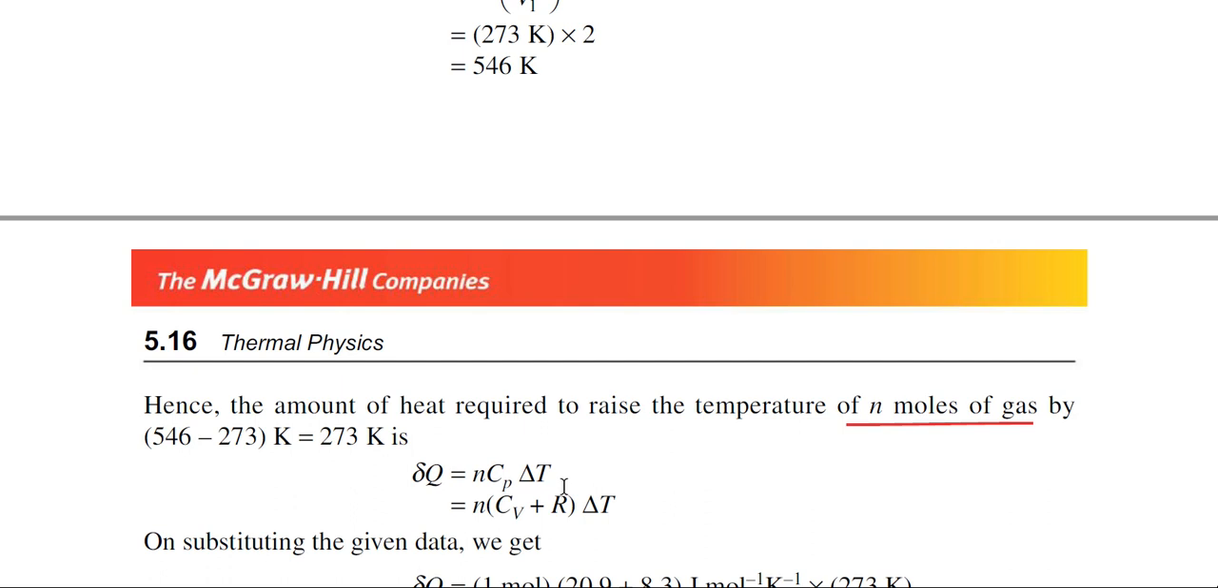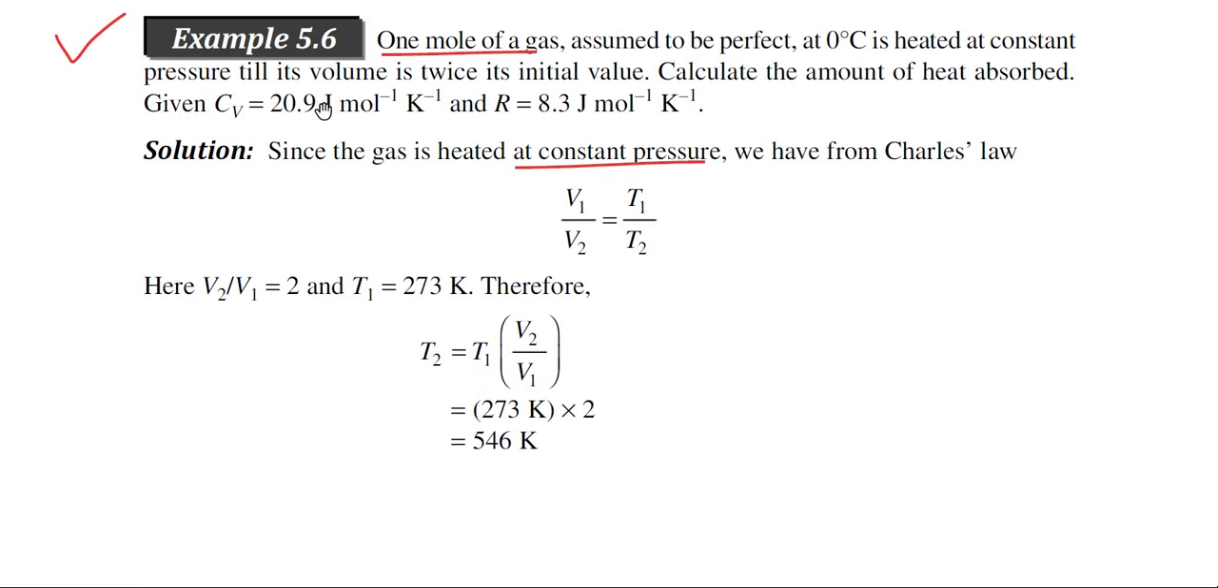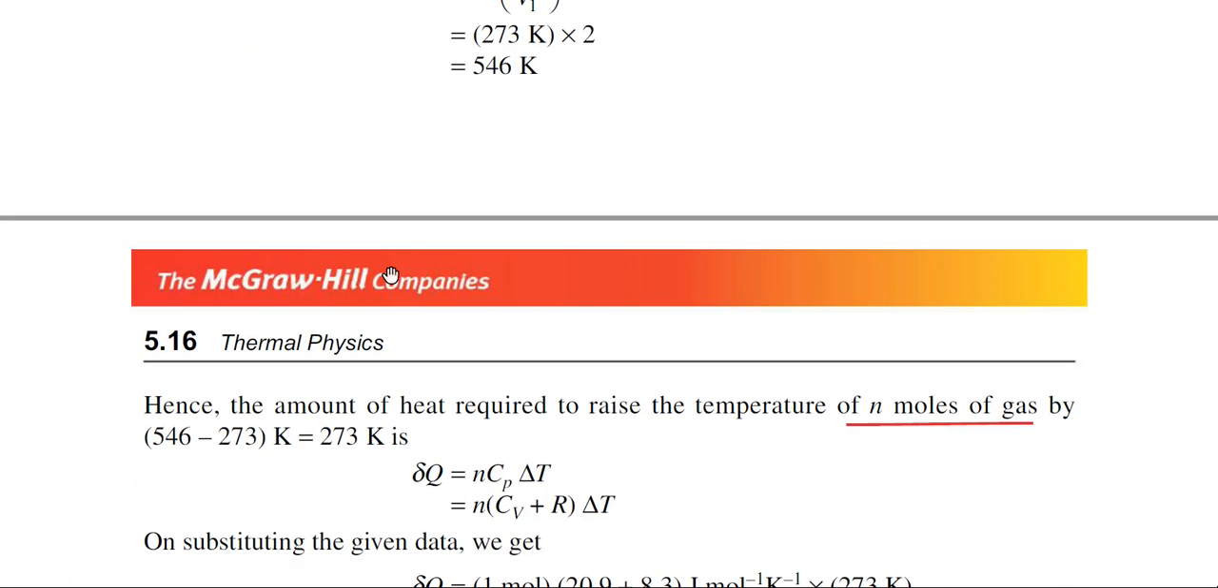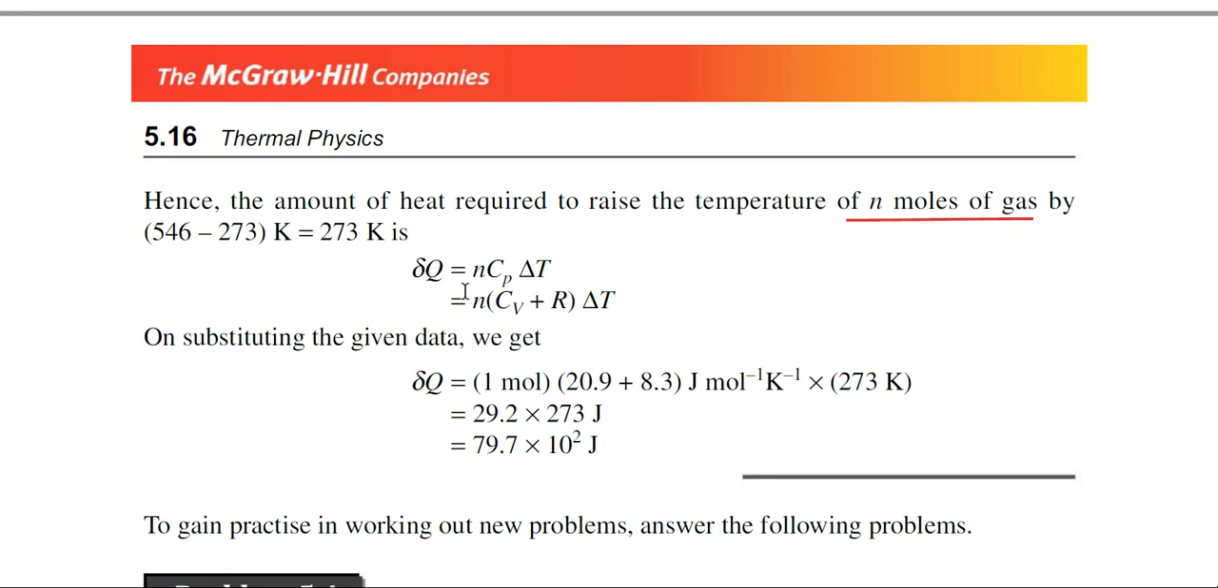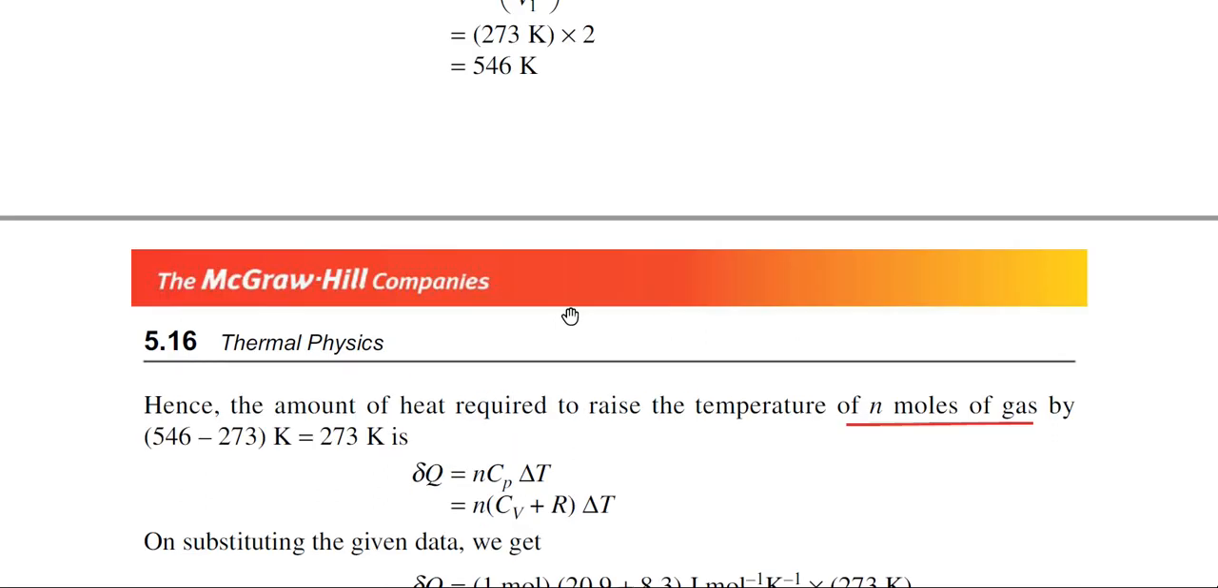Now, why are we using this formula? Because I have already told you, you have to check very carefully what is the unit of Cv. This is in mole unit. So, you have to use such type of formula which involves mole number. So, we can write delta Q is equal to n into Cp into delta T, but Cp I can write in terms of Cv plus R, because Cp minus Cv is equal to R. So, Cp is equal to Cv plus R.